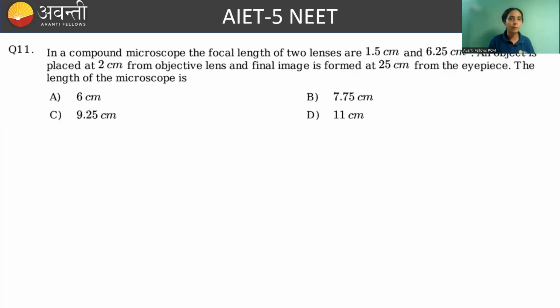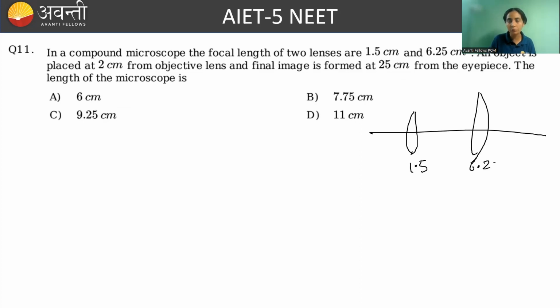This is a question of compound microscope. This thing also we have covered in our classes. Now in a compound microscope, the focal lengths of two lenses. In a compound microscope, which are the two lenses? Objective lens and eyepiece. I have told you, the objective lens will have a small focal length. The eyepiece will have a comparatively larger focal length. So their focal lengths are given. This is 1.5 and this is 6.25.